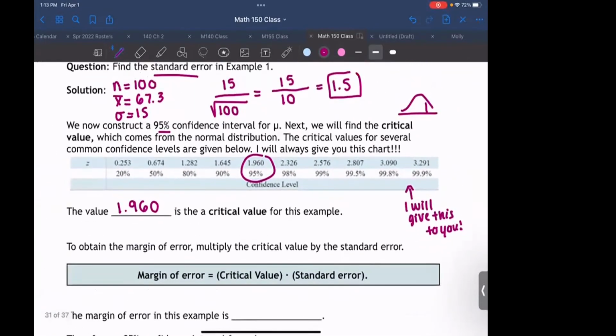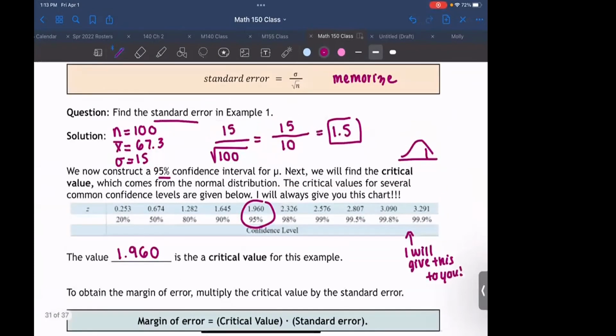Okay. So we found the standard error. We found the critical value. Any questions before we move on?